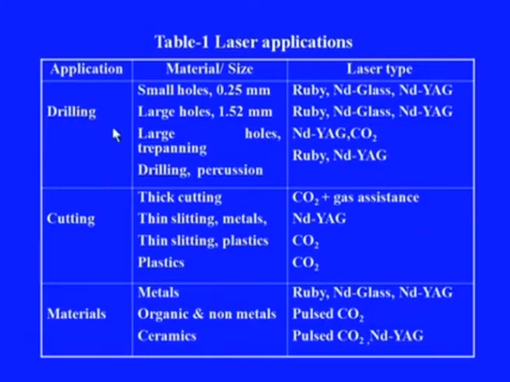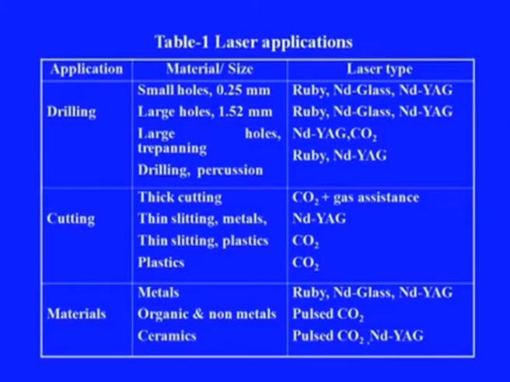In drilling application, depending on different sizes, say for small holes, that is diameter, average diameter is 0.25 millimeter or so, generally ruby laser or neodymium glass laser or neodymium yttrium aluminum garnet, also in short it is called NdYAG, are used. Similarly, for large hole drilling, say diameter ranging up to 1.52 millimeter or so, or with trepanning, then percussions, generally NdYAG or ruby lasers are used. For large holes, of course, carbon dioxides are also used, as we have seen in the last session itself.